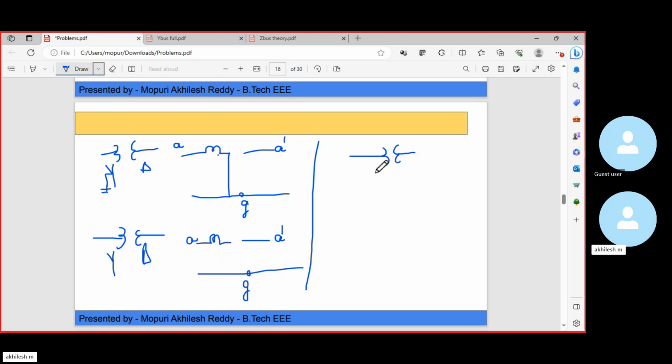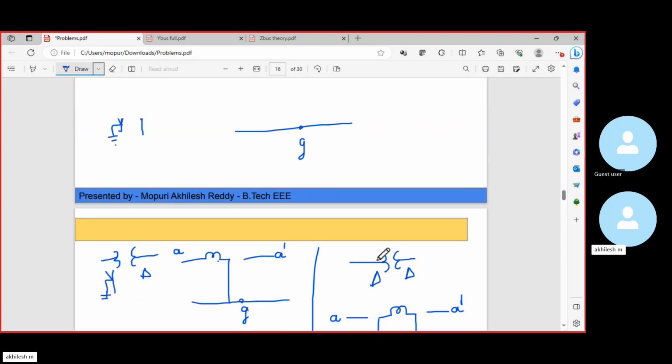If both sides we are having a delta connection, then the corresponding diagram will be, here it is A dash, here it is A, and this is the ground. At both ends it is connected. So now we need to modify it.